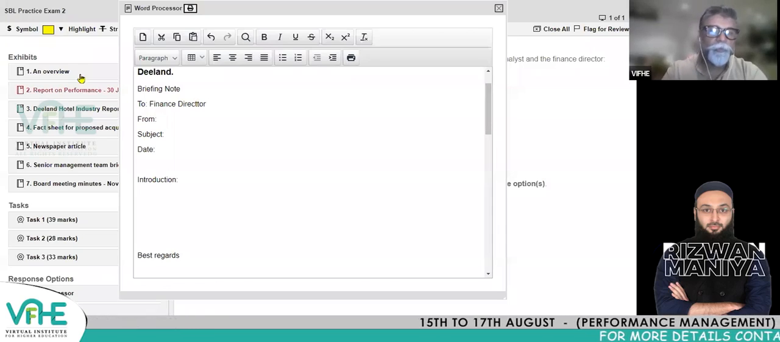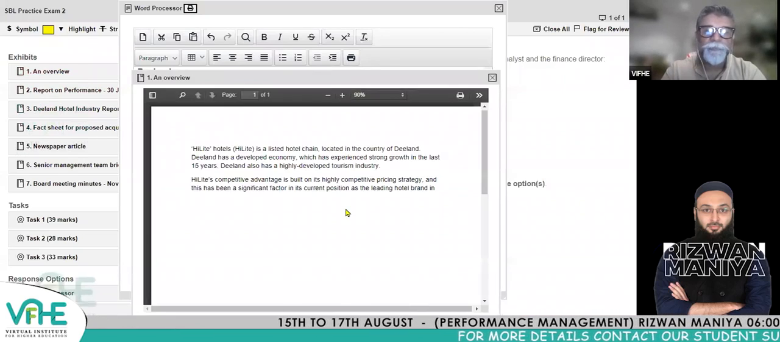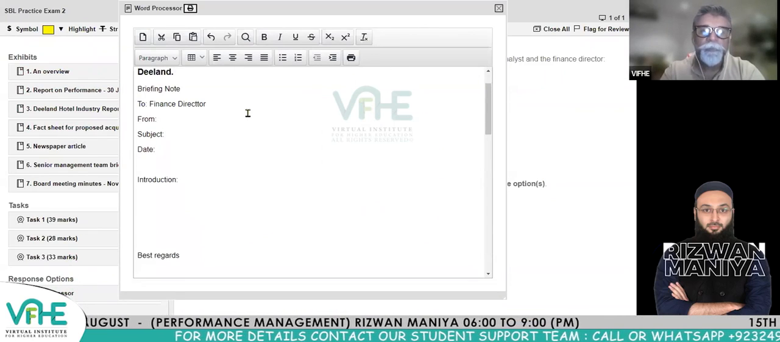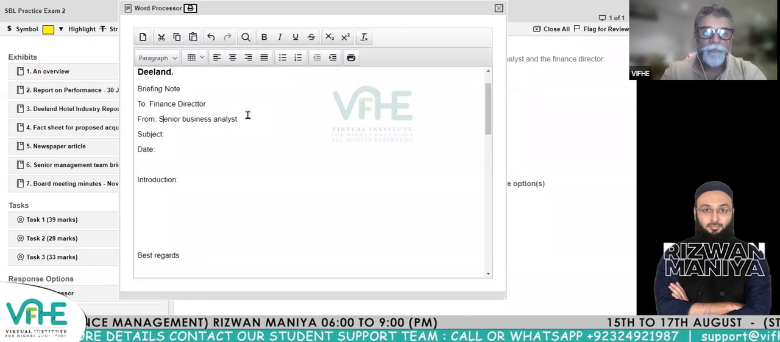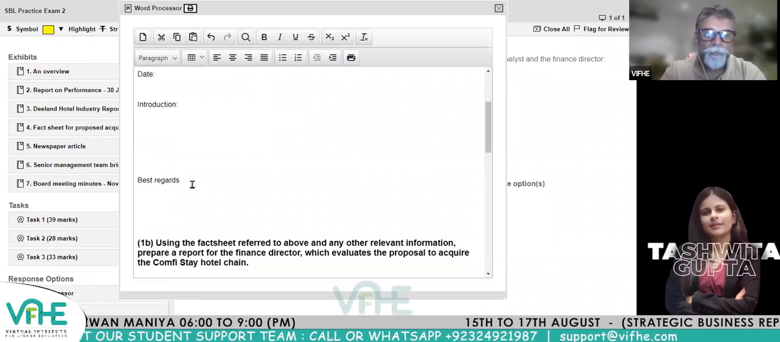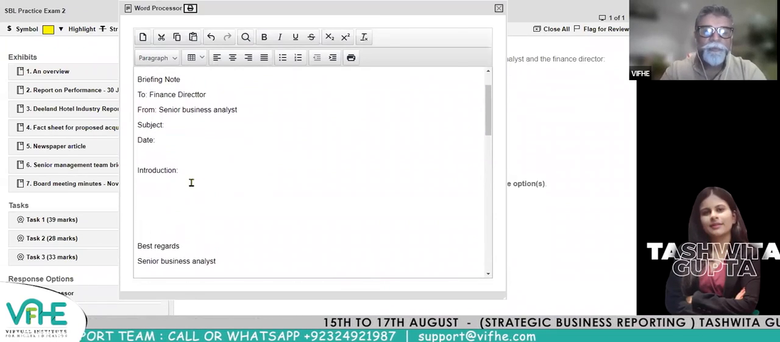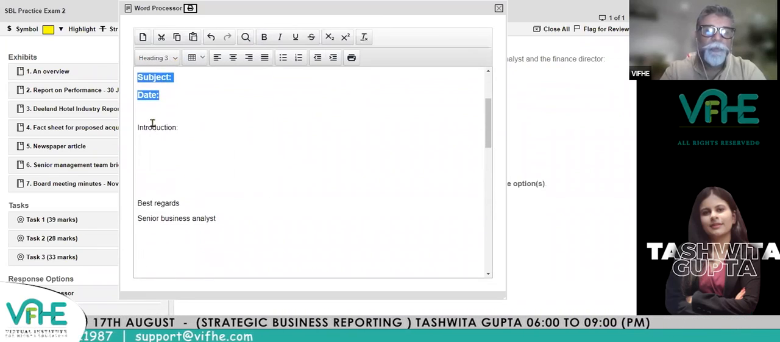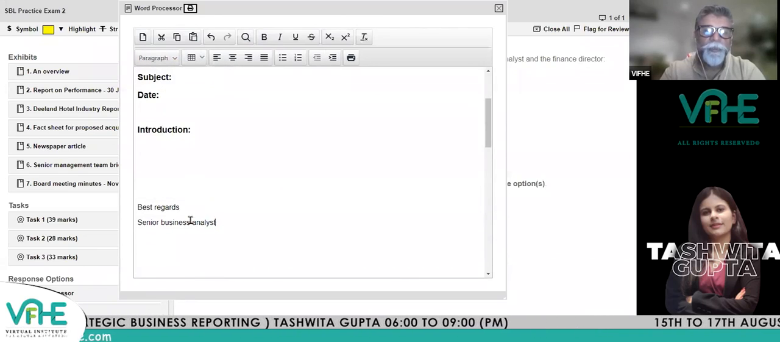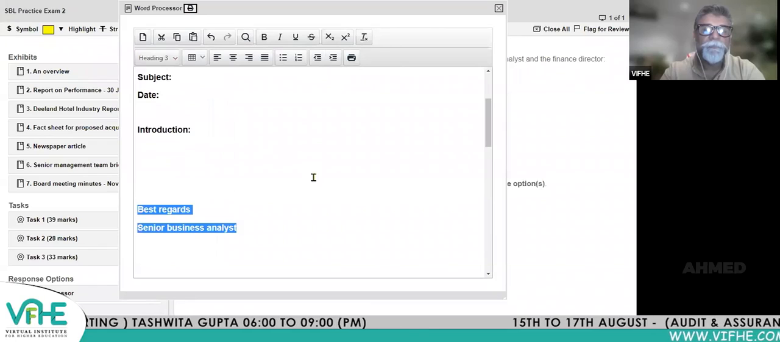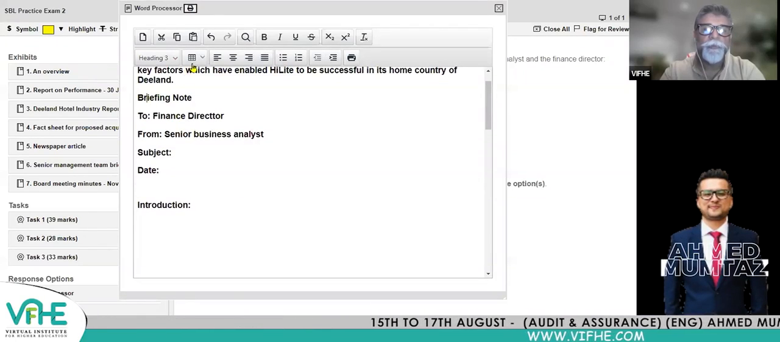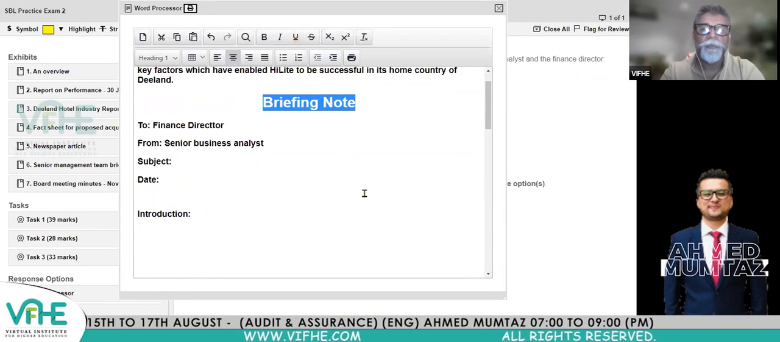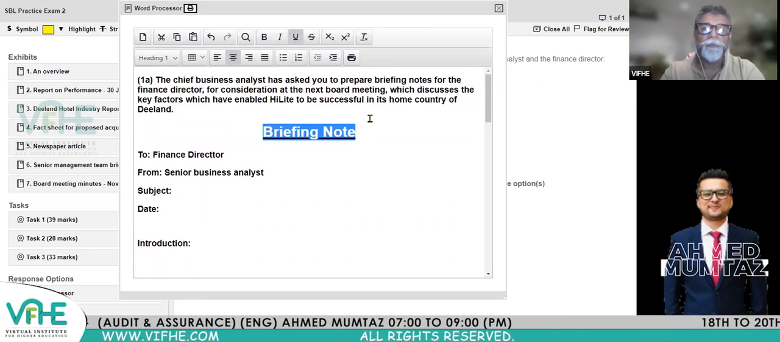What is our role here? The role is always mentioned in the first exhibit towards the end. You are senior business analyst. I just copy pasted it. Senior business analyst. I will copy this even down here for the closure. And halas. So I will just format all this. I will make it heading 3. Introduction is heading 3, and these two are heading 3. My format, this one is heading 1, center, underline. Done. So my format is ready.